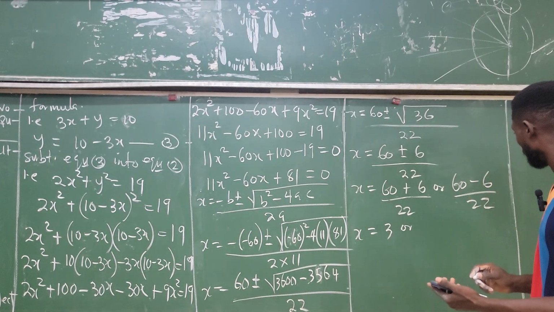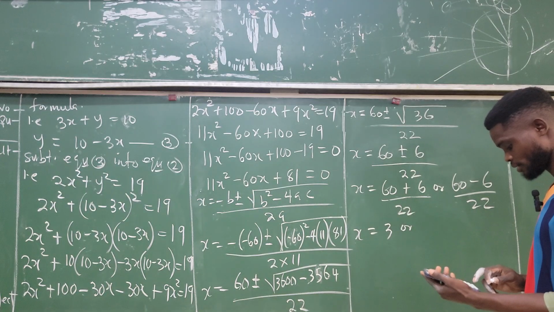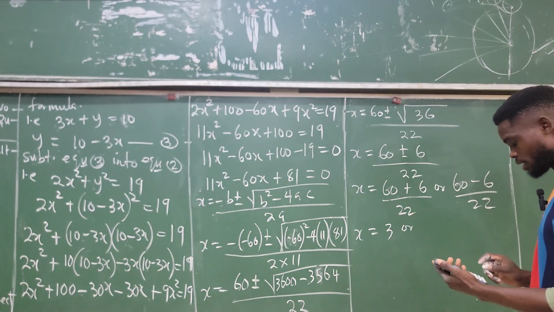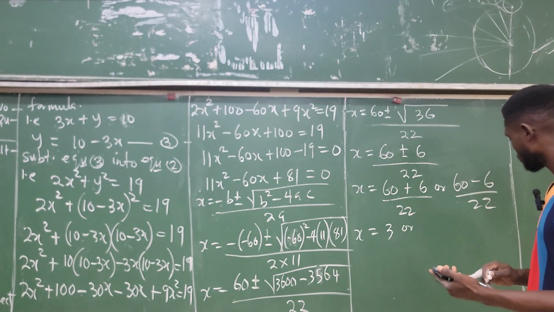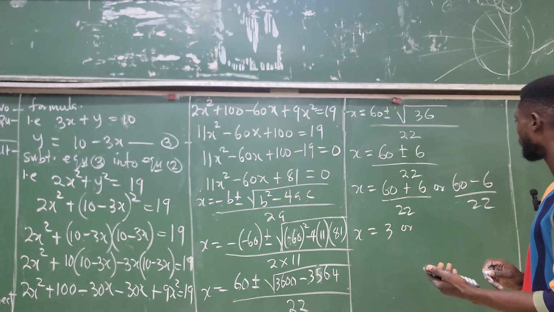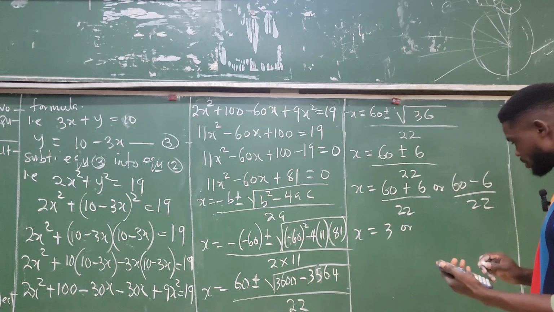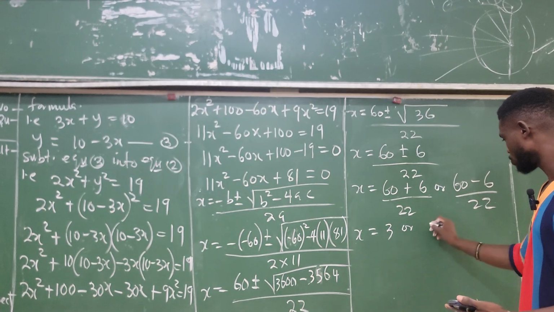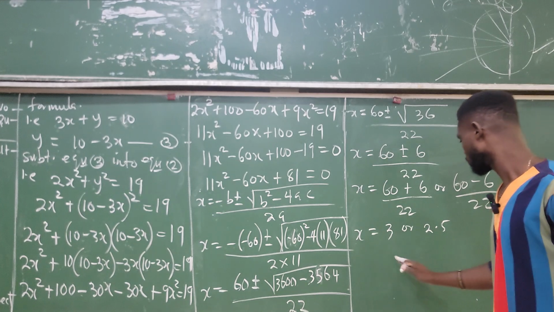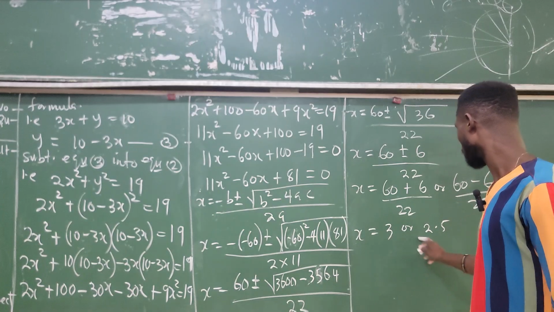Or 60 minus 6 is 54. So 54 divided by 22 is 2.5. So x is 3 or 2.5.